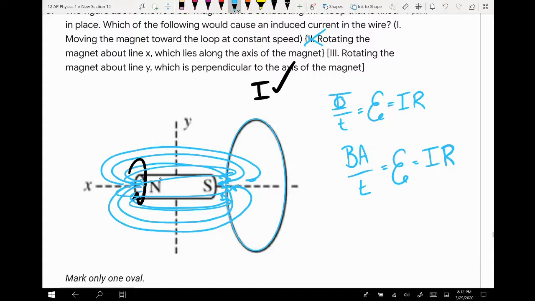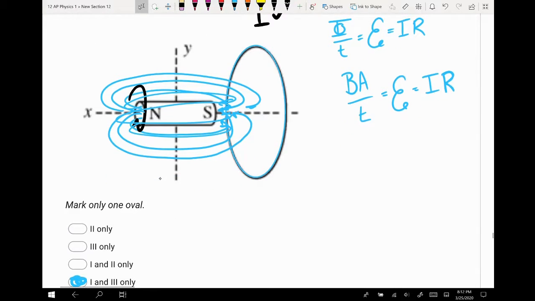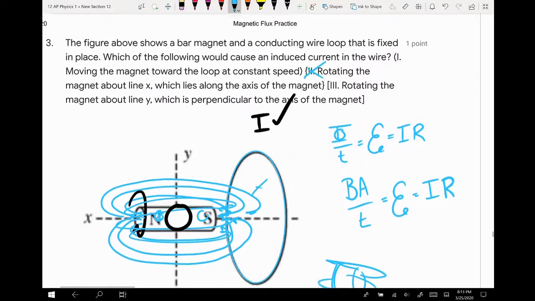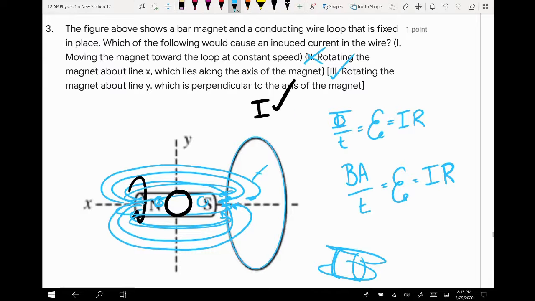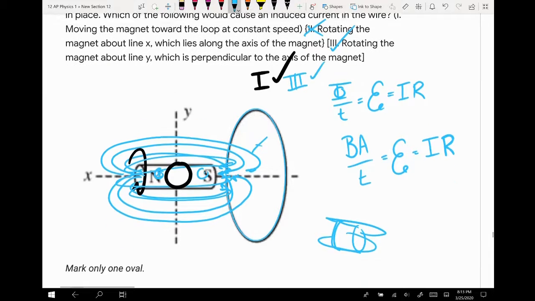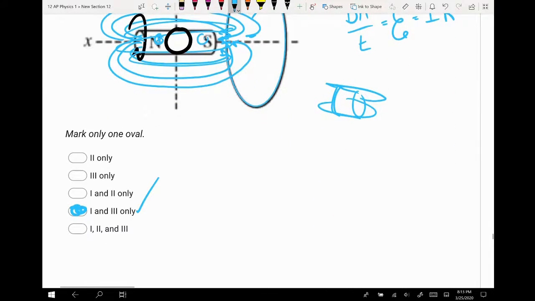And then we rotate along line X. Yeah, that'll definitely change it. If we think about the extreme there, if we're at a full 90-degree rotation, then our magnetic field is really pointing into the page or out of the page, and then it won't be going through this loop anymore. So that's kind of an extreme example, but it shows you that 3 is also good to go. So we have 1 and 3 only.